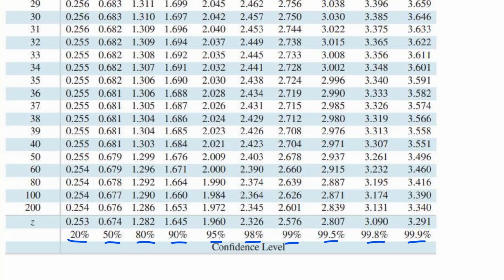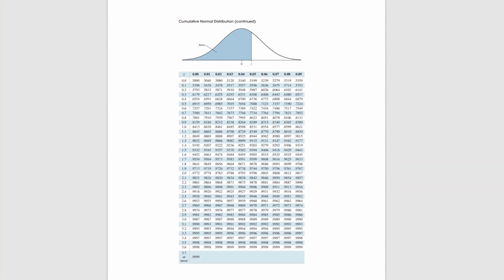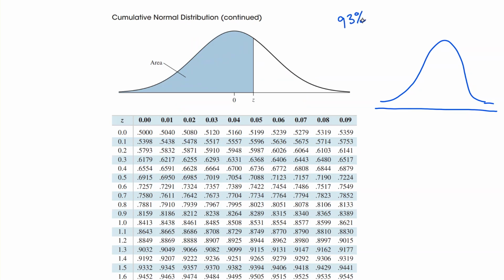Now, if the problem lists something that's not from here, for instance, what if we cared about a 93% confidence level? We can still find it, but we can't use this table because notice 93% is not one of the listed values. If you're asked for a confidence level that's not in this table, we would go to our other chart and do a process much like we've done in previous videos. As a quick sketch, if we were trying to find the critical value that goes with a 93% confidence level, remember 93% confidence means we've got the middle 93%.